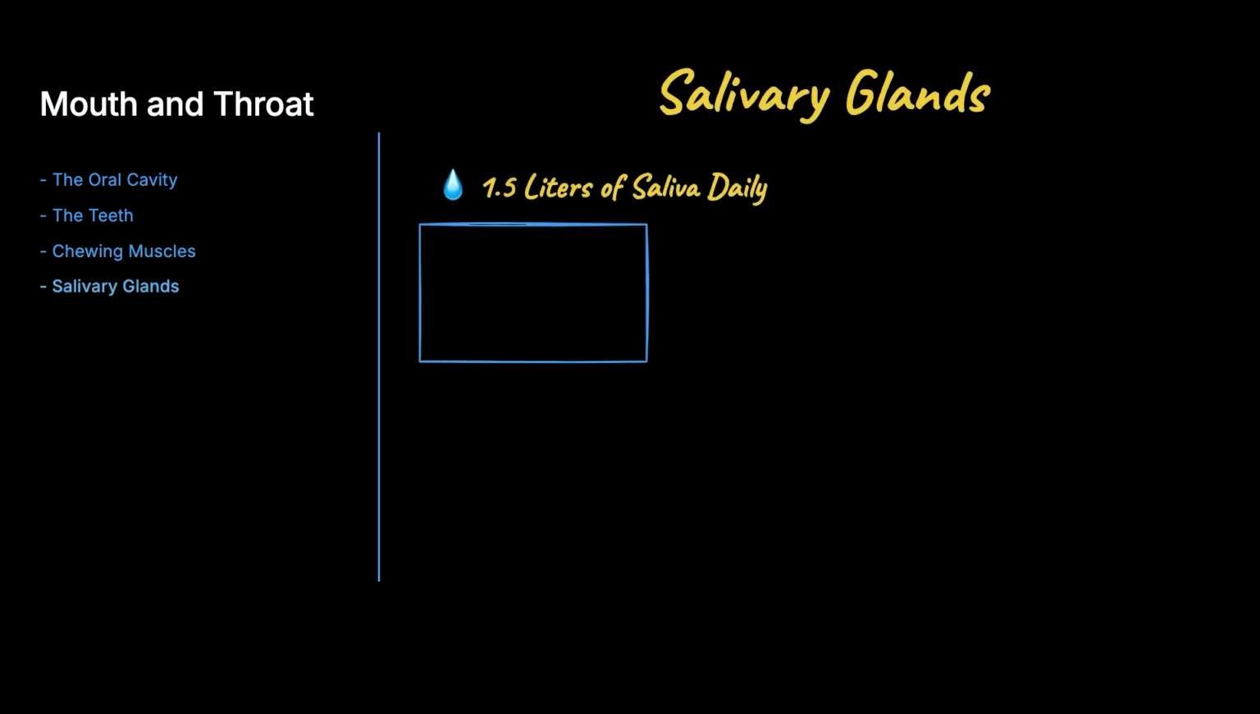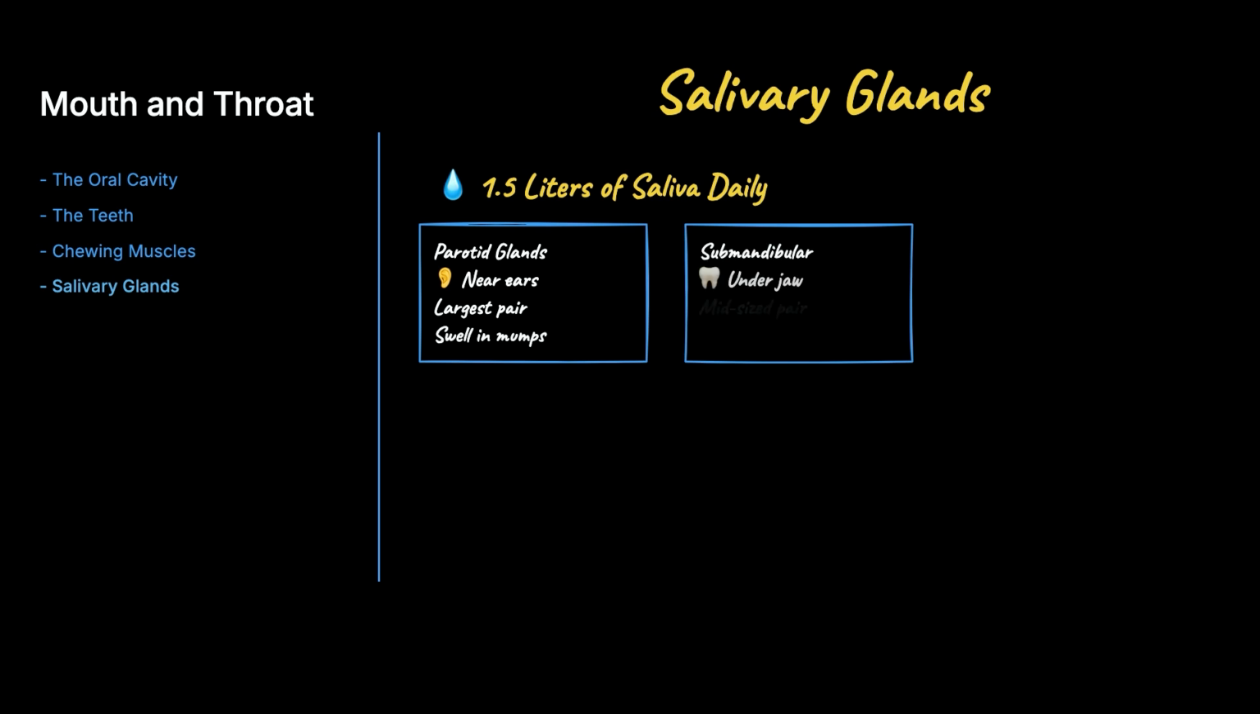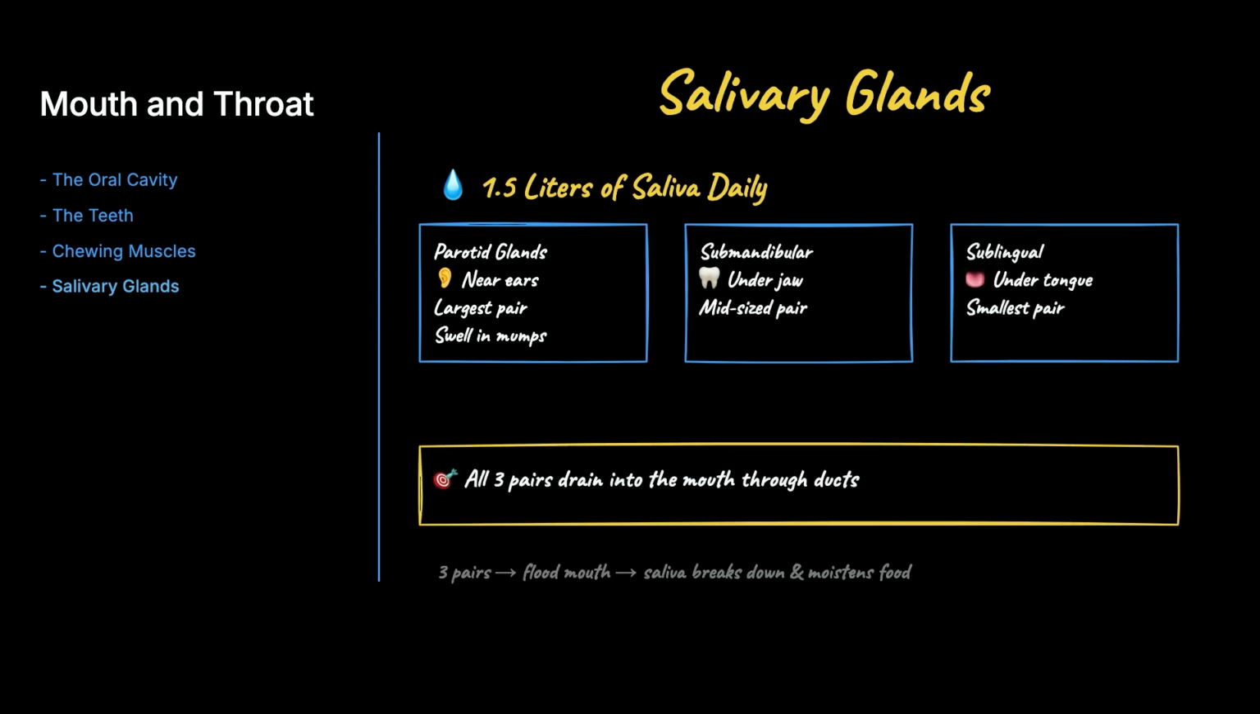3 pairs of salivary glands flood the mouth with about 1.5 liters of saliva daily. The parotid glands, the largest, sit near your ears and swell during mumps. The submandibular glands sit under the jaw, and the small sublingual glands sit under the tongue. Each drains into the mouth through ducts.